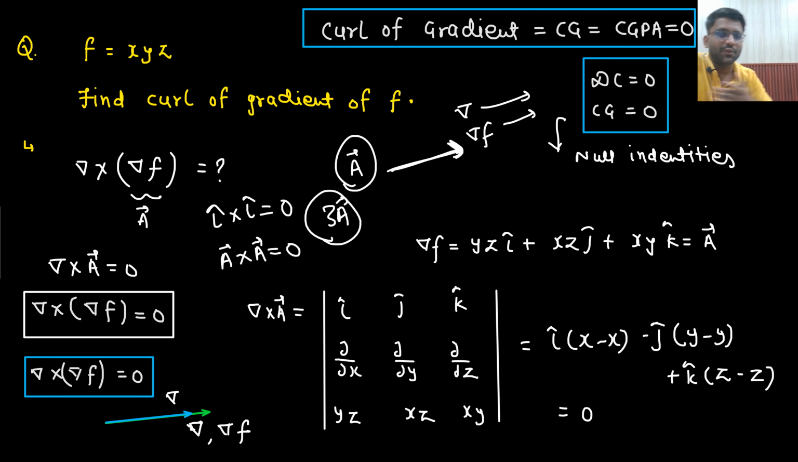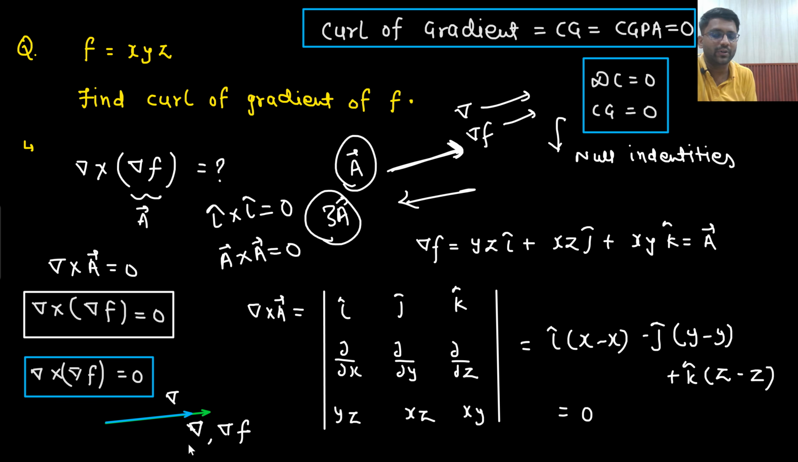Because sir, whatever the direction of del is, the same direction del f will also have. Because f is just a scalar, it will not change the direction. Or let's say f is negative. Someone would say, sir, f is negative, so it will change the direction by 180 degrees. Doesn't matter. What is sine 180? Sine 180 is also 0 only. So basically, del and del f will be in the same direction.